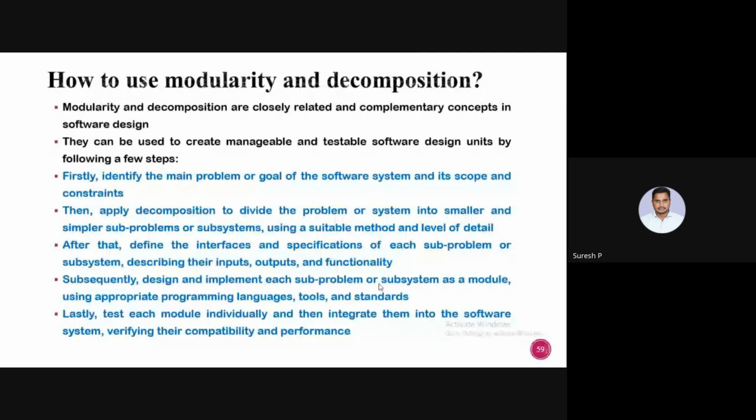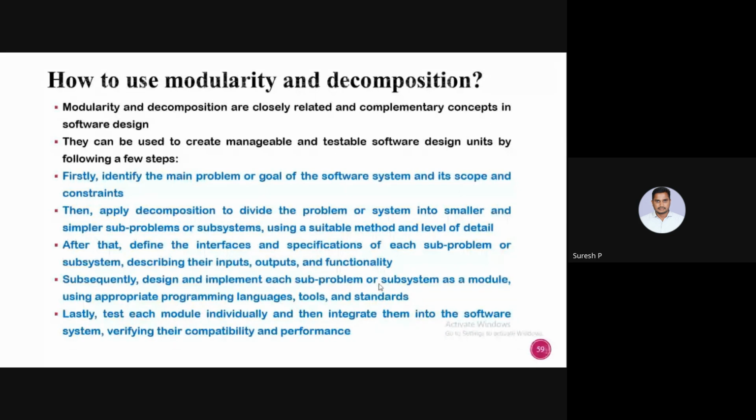Then after identifying the interfaces and specifications of each subproblem or subsystem, we have to implement. We have to write the code. We have to design and implement each subproblem or subsystem as a module using the appropriate programming languages or tools and standards. So the fourth step is coding of each subproblem.